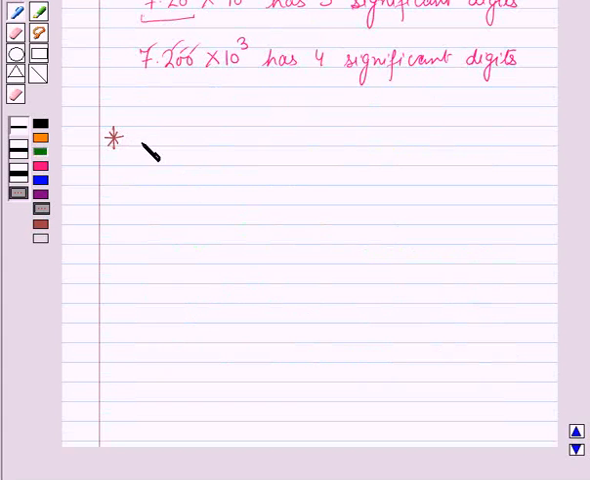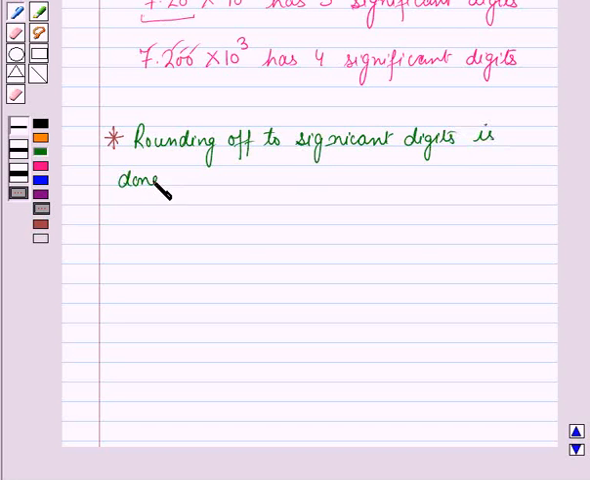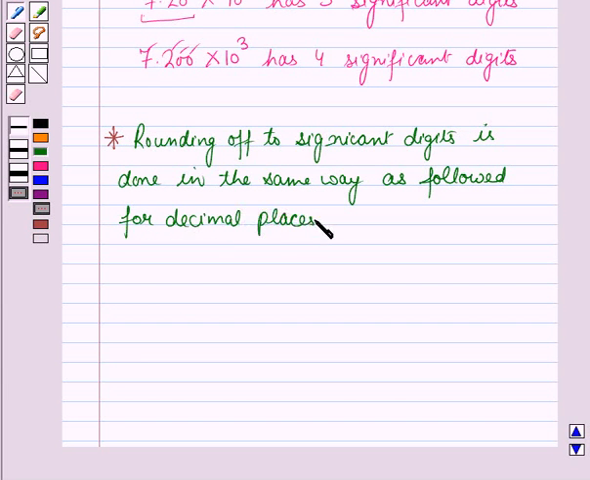Now the next point which we should remember is rounding off to significant digits is done in the same way as followed for the decimal places. Now let us see one example for this. In this, round off 0.04732 up to one significant digit. So it will be equal to 0.05 up to one significant digit.